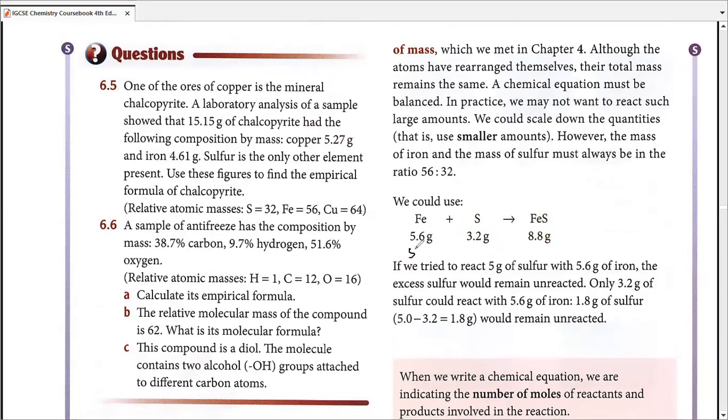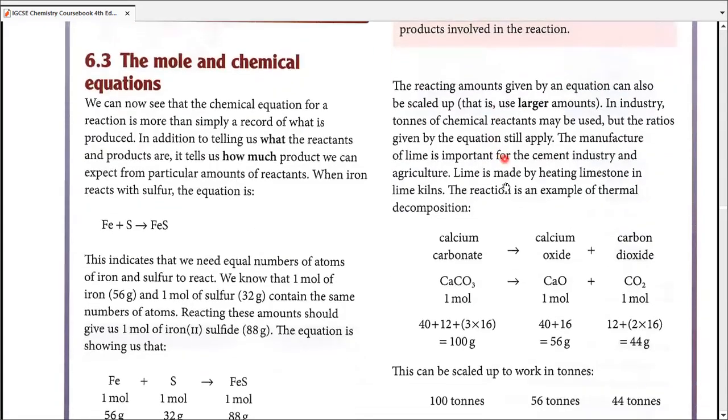Instead of adding a zero, I've added a decimal point right in between those two numbers I was using previously. So that's how I end up with 56 to 5.6, 32 to 3.2, and 88 to 8.8. Now this is known as scaling it down using smaller amounts. Right? Make sense? Yes, sir. So that means it's really very easy to work these out.